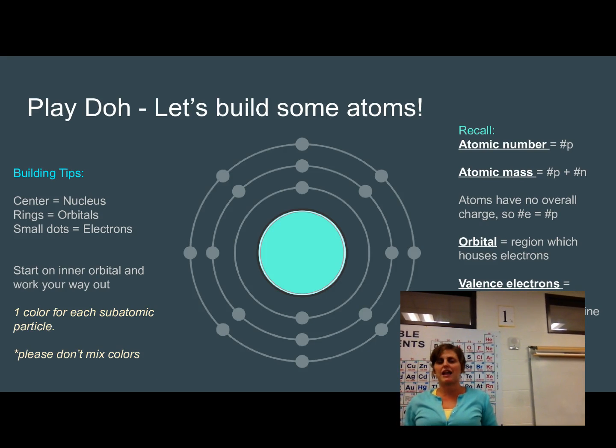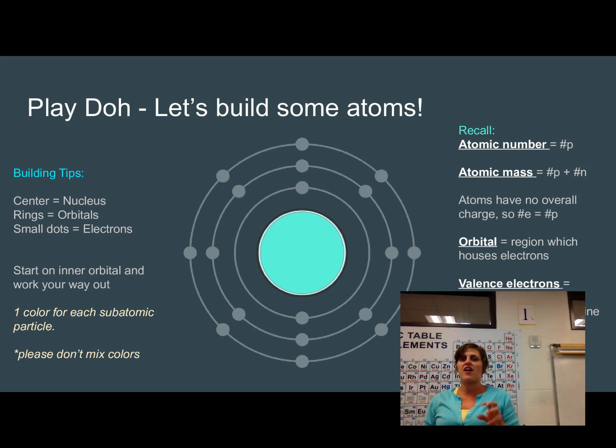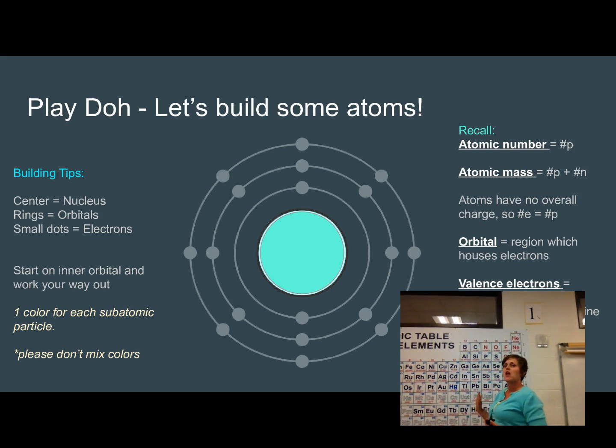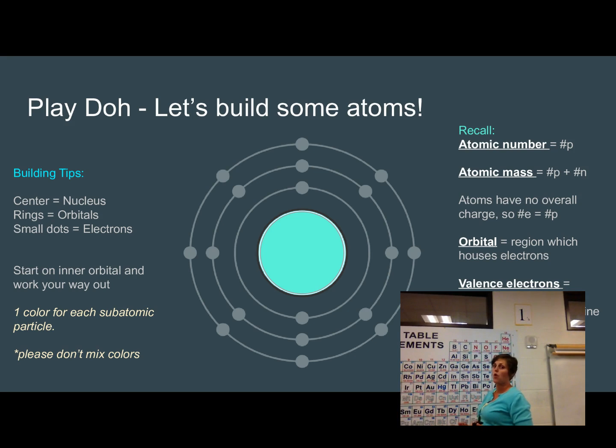So of course you're not going to build an atom right now with your Play-Doh, but I did just want to remind you of what goes where. That center green dot, that's where your nucleus is. That's where your neutrons and your protons are going to go. Then those orbitals are where your electrons go. Each orbital has a maximum number of electrons that it can hold. The electrons in the outermost shell are called your valence electrons.